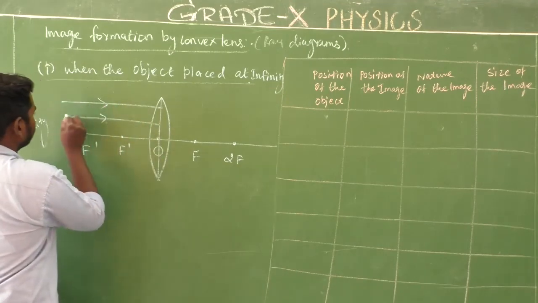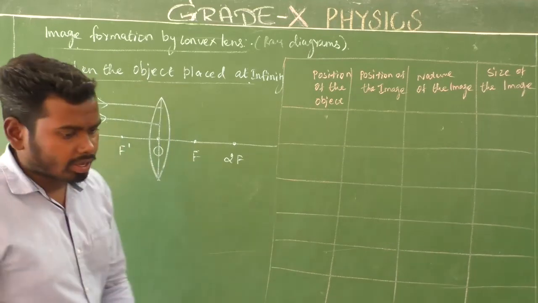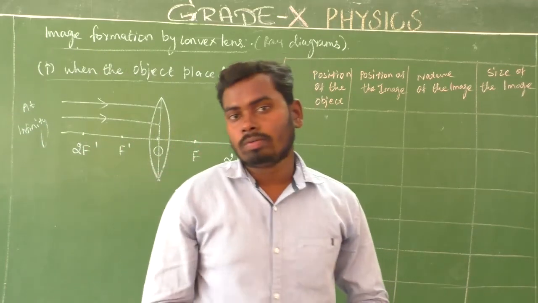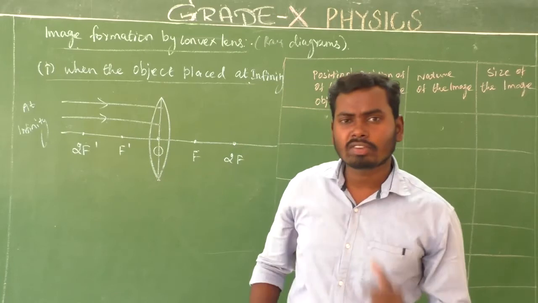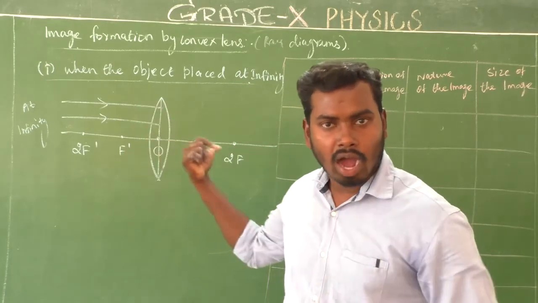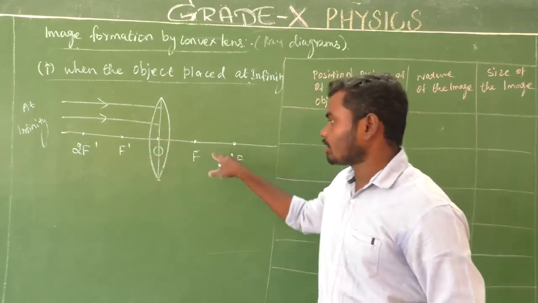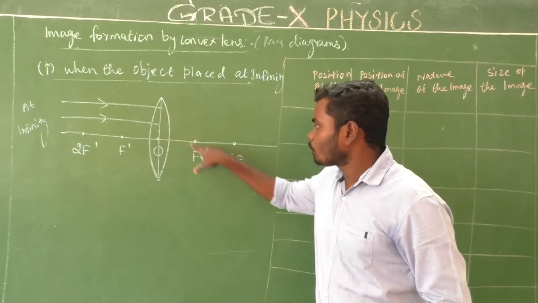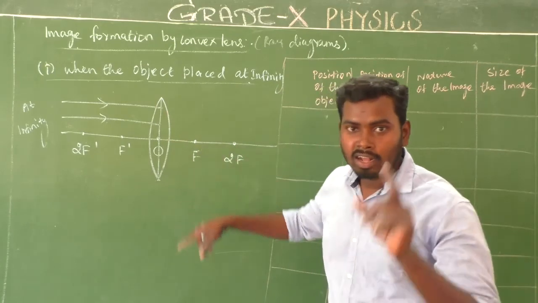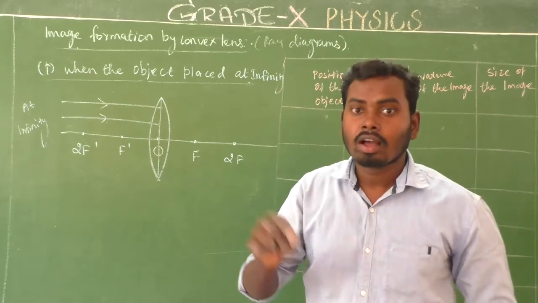So consider two light rays. Both light rays are parallel to the principal axis. Now you can use the first rule. What is the first rule? If a ray of light is parallel to the principal axis of a convex lens, it will pass through its focus on the other side. That is the first rule. Am I right? Yes. Here we can use that rule.